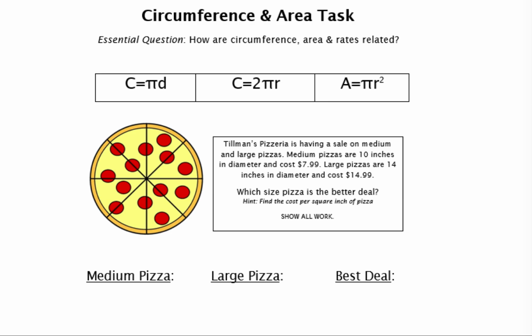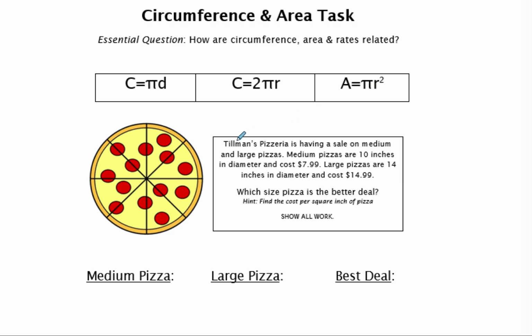Let's take a look at a circumference and area task. Our essential question here is, how are circumference, area, and rates related? And we have our formulas here that we've looked at already. Circumference is pi times diameter. 2 times pi times radius is also circumference. Area is pi times radius squared.